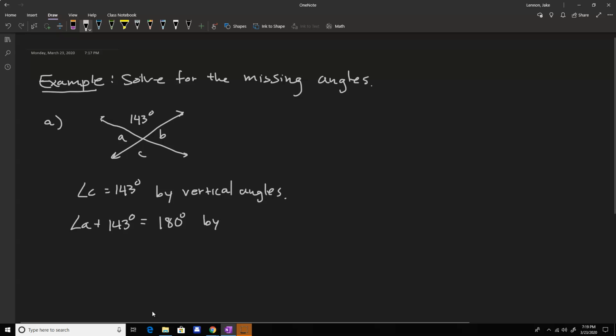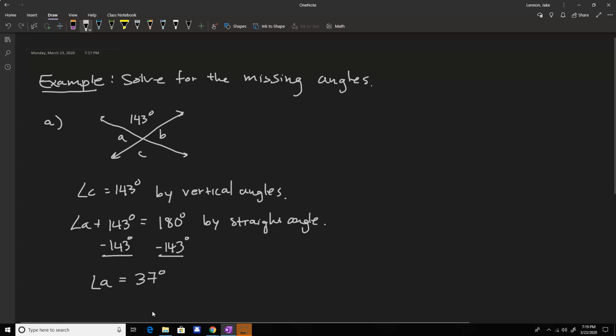by straight angle. So that's the measure of a straight angle. And then what we can do is just subtract 143 on both sides. Sometimes we'll write the degree symbol, sometimes we won't if we're being a little bit lazy. But same with the angle symbol. This leaves us with angle A, and that adds up to 37 degrees.